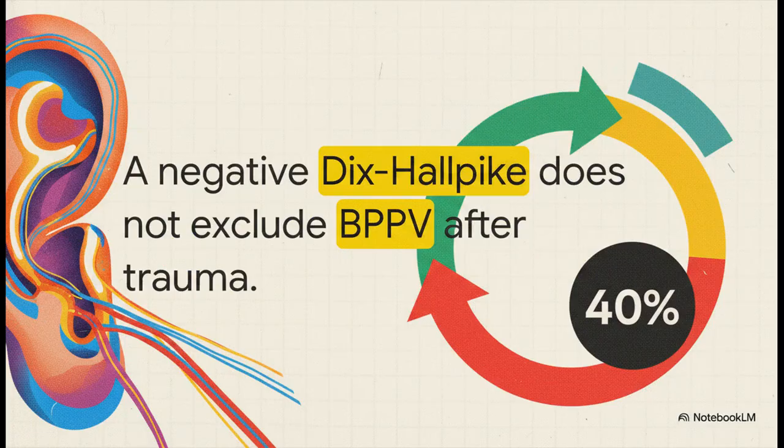And listen, you absolutely cannot skip the supine roll test. A negative Dix-Hallpike does not exclude BPPV after head trauma. Actually, horizontal canal and anterior canal variants are significantly overrepresented in traumatic injuries when you compare them to idiopathic cases. Plus, you have to anticipate that traumatic BPPV often needs multiple treatment sessions, and it carries a really elevated recurrence rate too. We're talking about 40% within 2 years, so be ready for that.